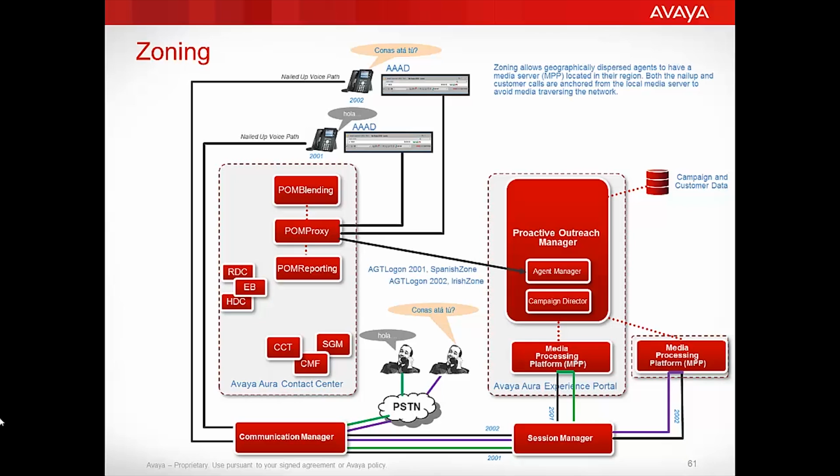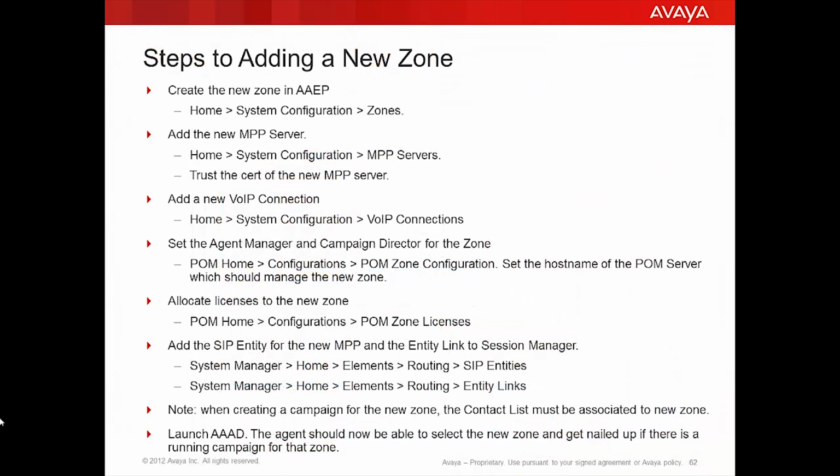When it comes to adding a new zone, we create the new zone in AEP, so that's in Home, System Configuration, Zones. Next step is to add the new MPP server. So again, here in System Configuration and MPP servers, we trust the cert of the new MPP server. We add a new VoIP connection in System Configuration, VoIP Connections.